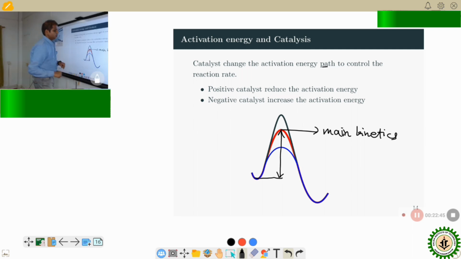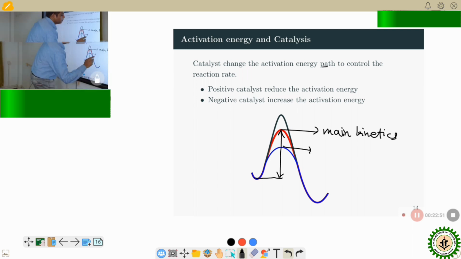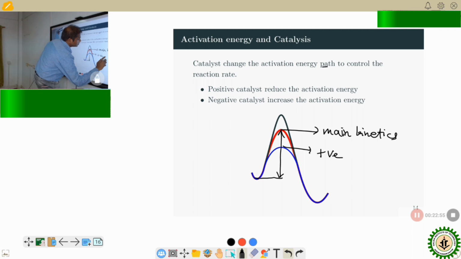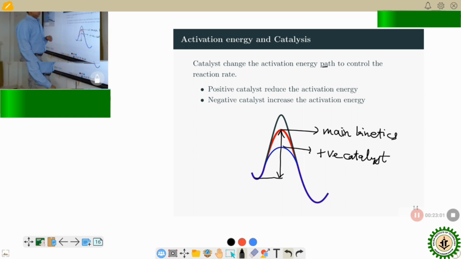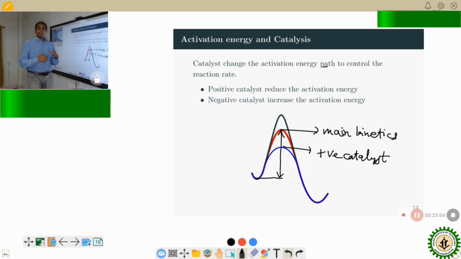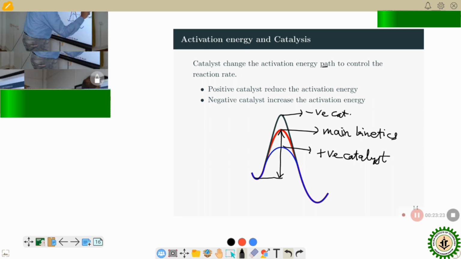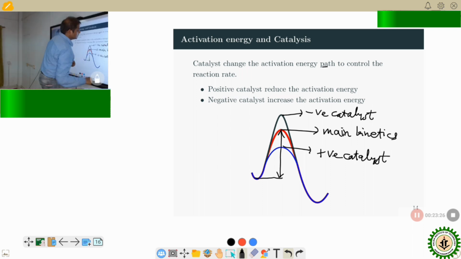What is the activation barrier? In this case, this amount, and this lower activation barrier will be generated by a positive catalyst. A positive catalyst increases the rate of a reaction, whereas a negative catalyst decreases the rate of a reaction. So that means effectively they increase the activation barrier. So the new path generated by a negative catalyst will be much higher than the main reaction.